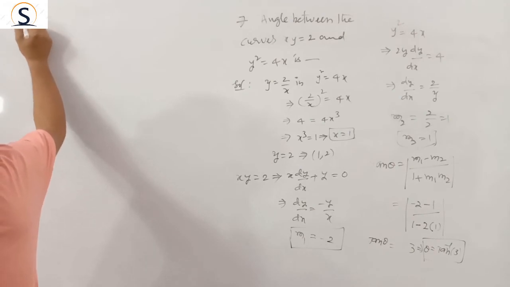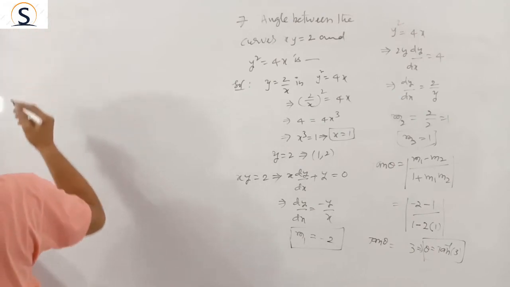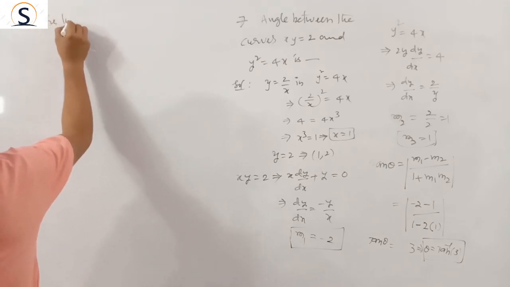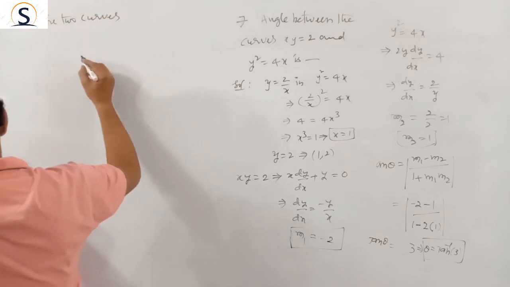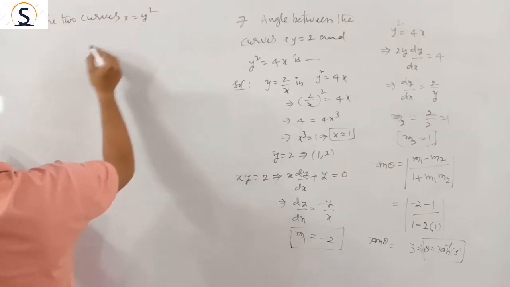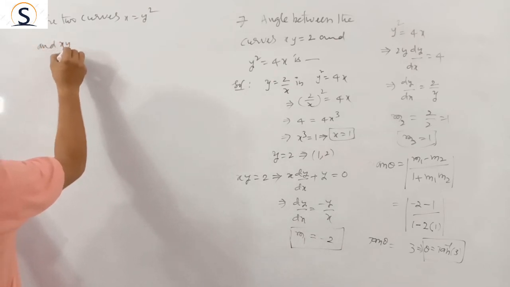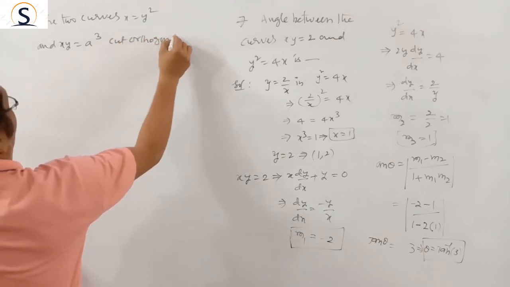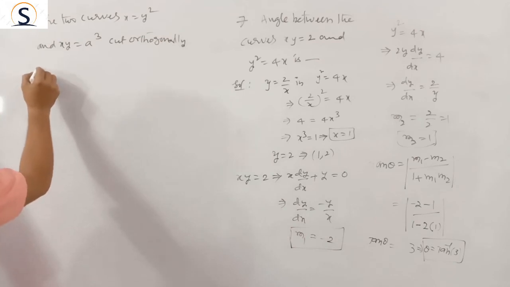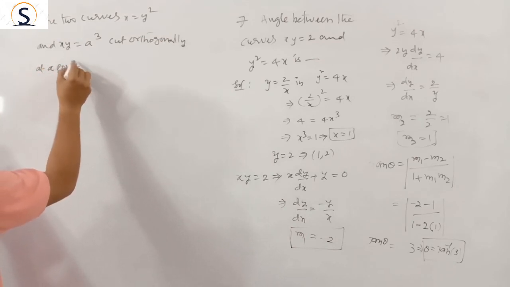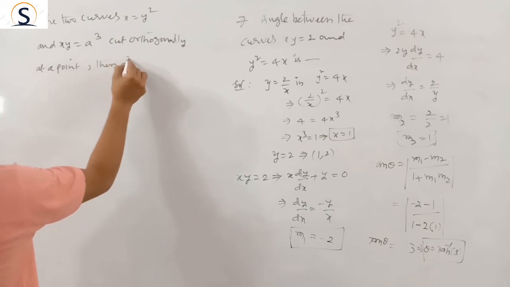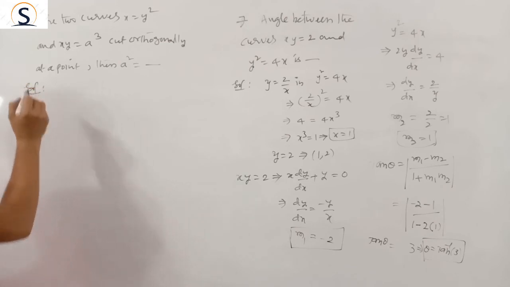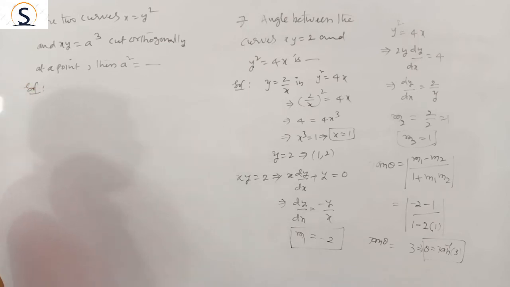Next one is the 8th question. The two curves x is equal to y square and xy is equal to a cube cut orthogonally at a point, then the a square value is what? Cutting two curves orthogonally means m1 m2 is equal to minus 1.